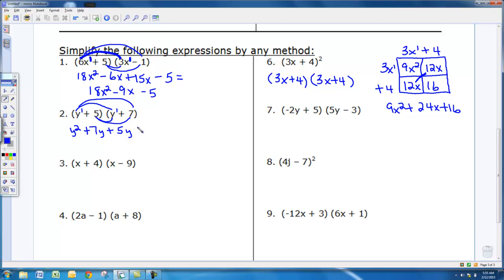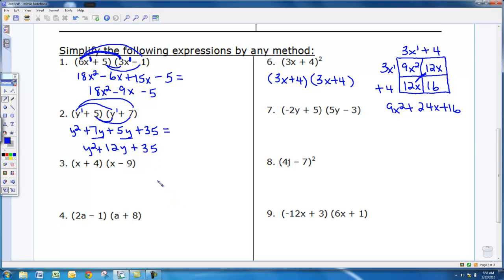Last, 5 times 7 is 35. Don't forget to add the like terms in the middle. 7y plus 5y is 12y. And then we bring everything else down into our answer.